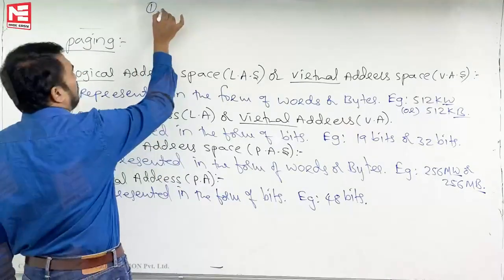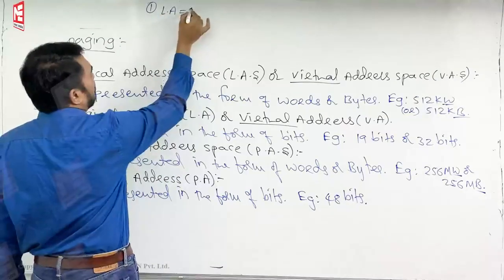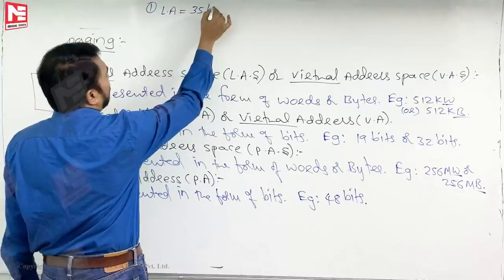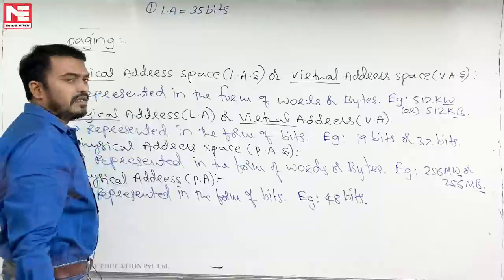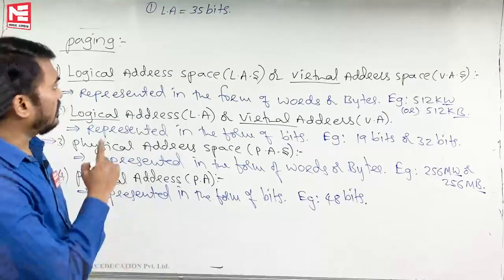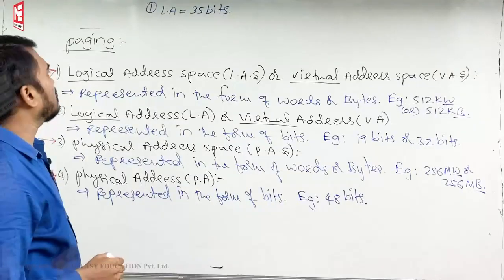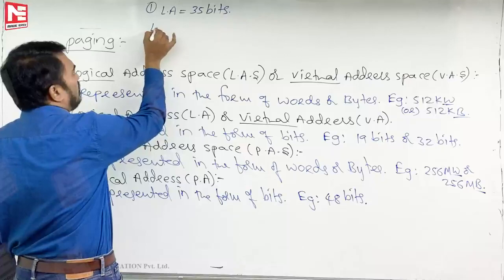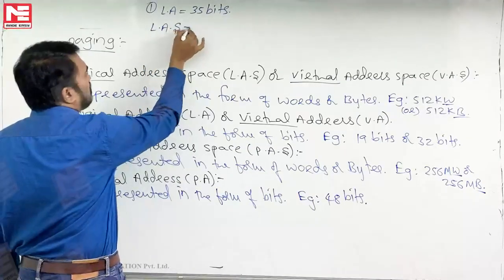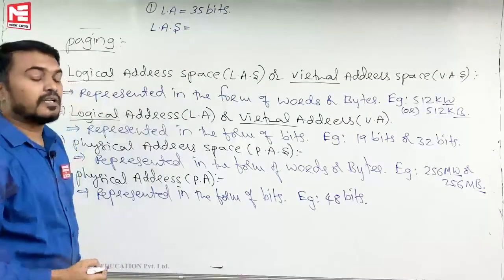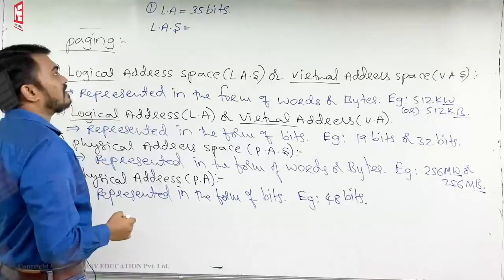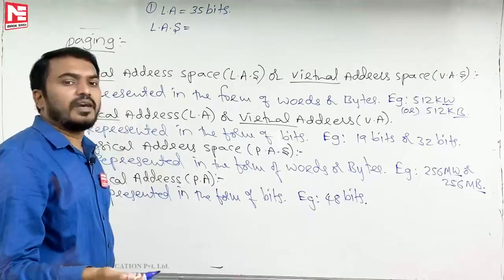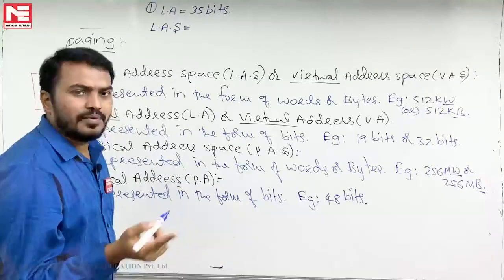So let us say for example, logical address I am giving. Logical address is, look here, 35 bits. Tell me logical address. You need to copy that. Copy करना है आपको. Logical address is 35 bits. If the logical address is 35 bits, then obviously logical address space will be how much? Logical address space कितना होता है? Logical address space will become 2 power 35, words or bytes.